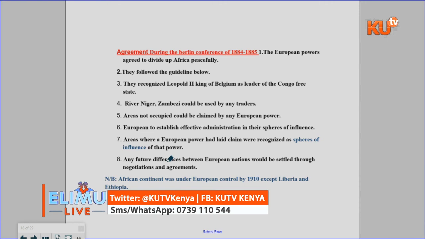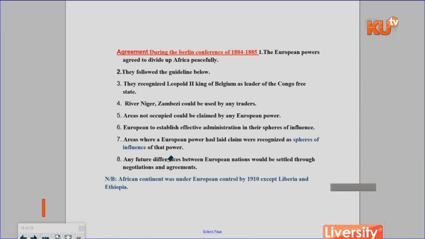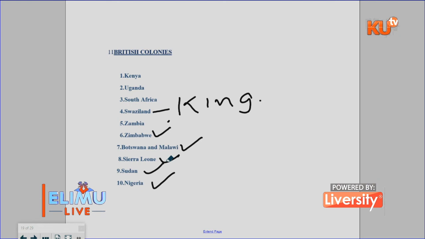Then I also talked about areas where a European power had laid claims, no other country would claim that sphere of influence. Future differences between European nations would be settled through negotiation. Then British, Kenya, Uganda.